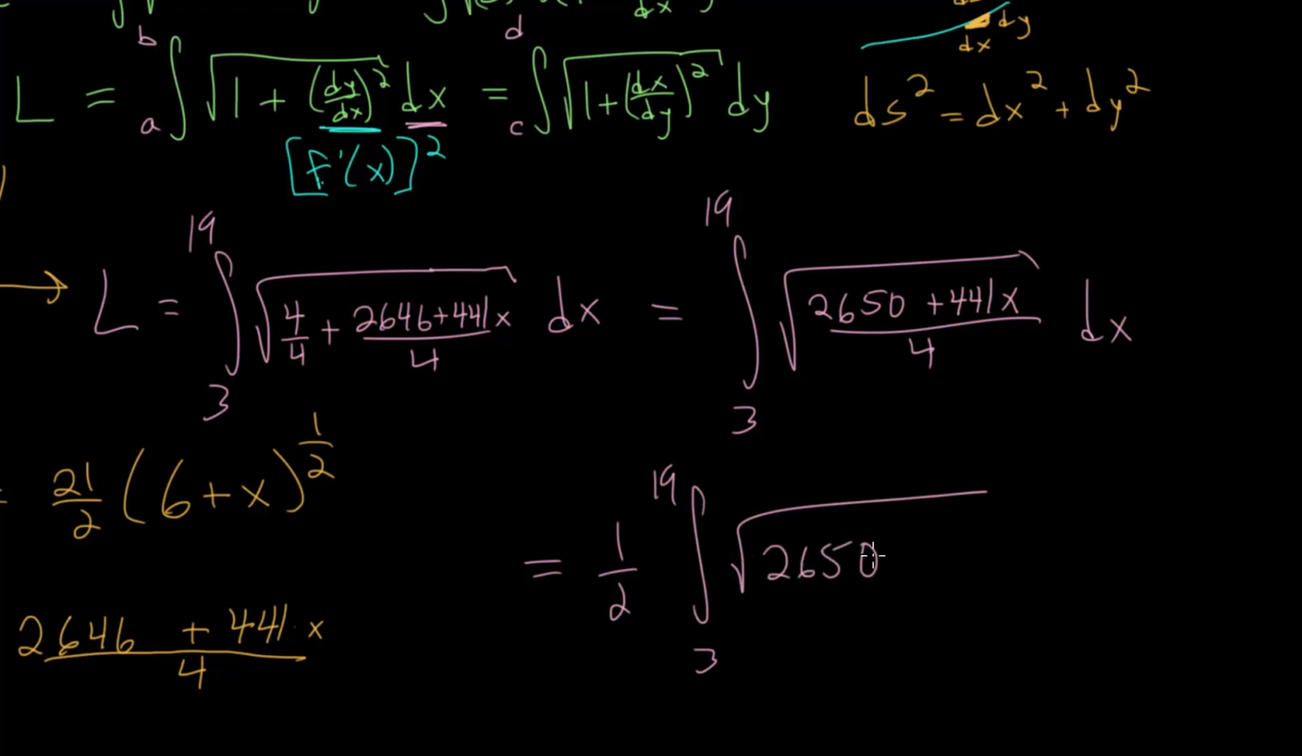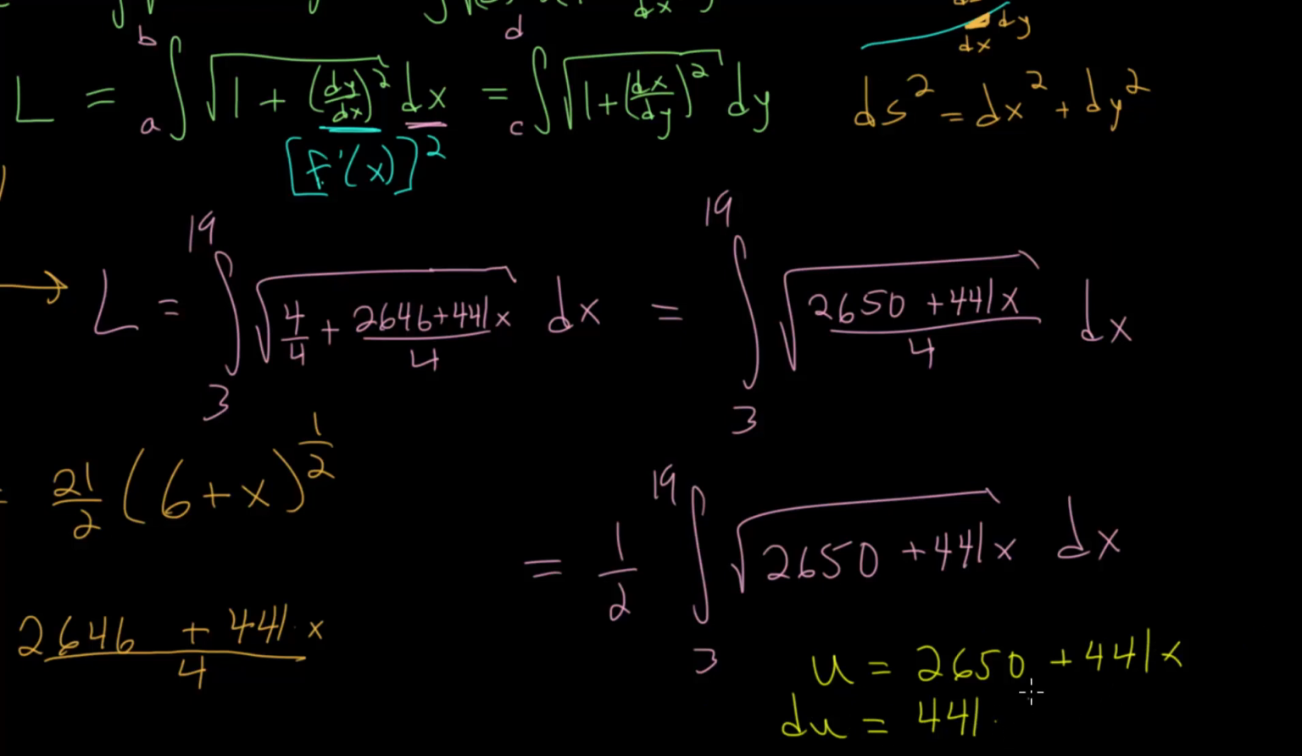And this remaining integral, since it's a linear function, we can use u substitution to simplify everything. So let's set u equal to 2,650 plus 441x, and when we take its derivative, we just get 441 multiplied by dx. So if we divide each side by 441, we have that du over 441 is equal to dx, and we can substitute that in right now, and this will just become the square root of u.